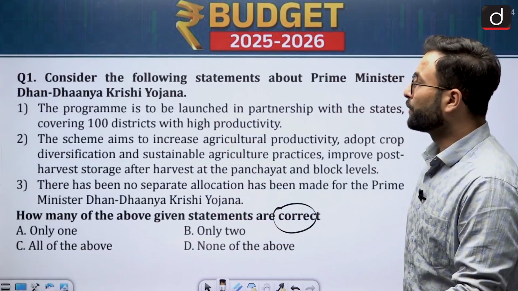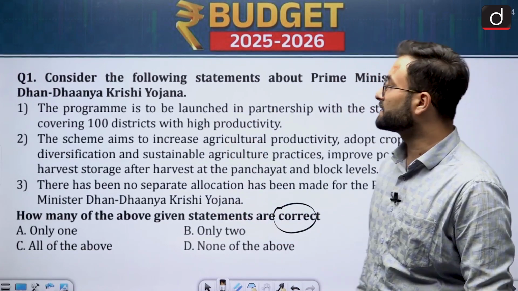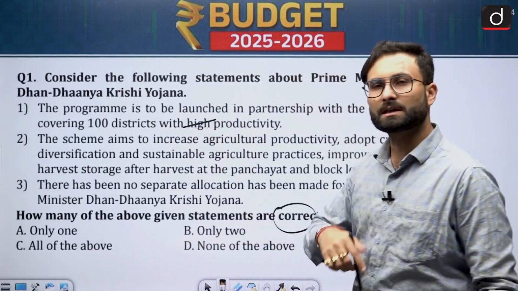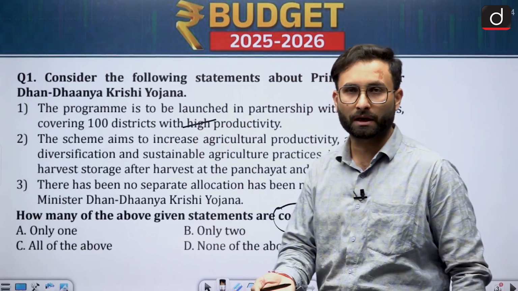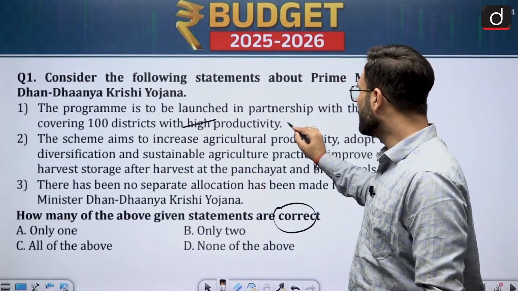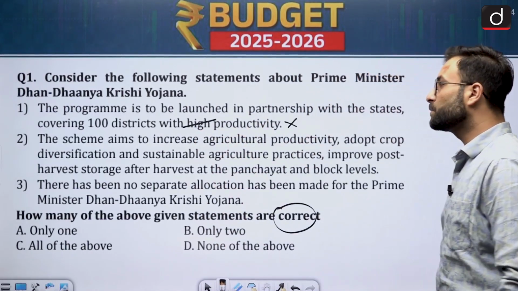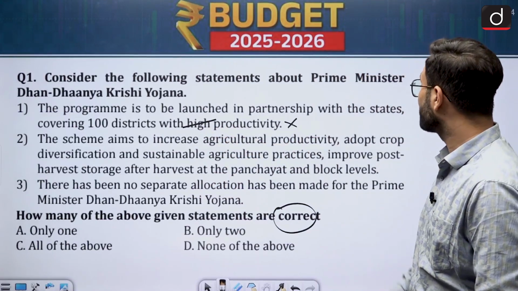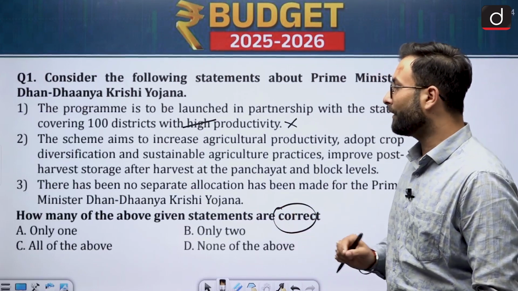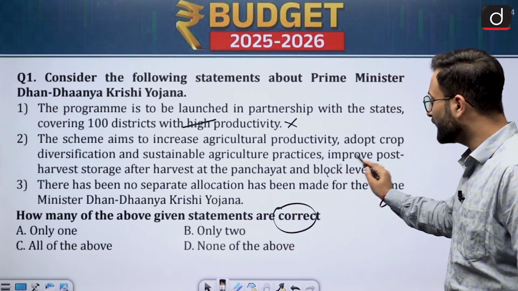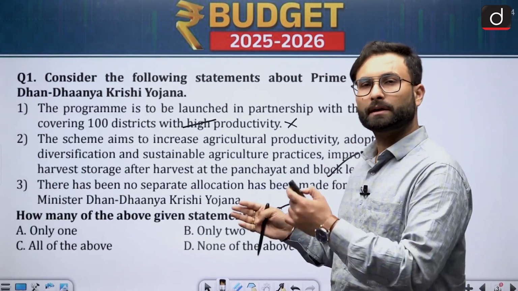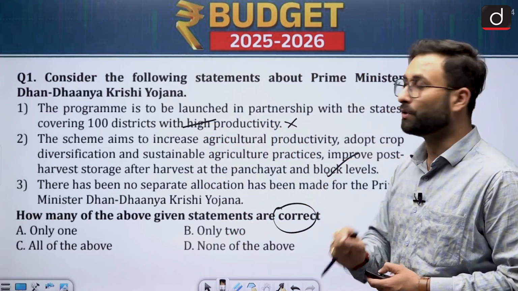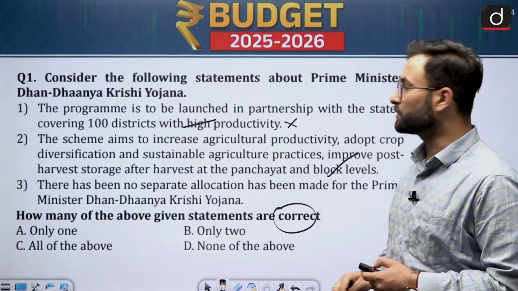So see, the first statement says the program is to be launched in partnership with the states covering 100 districts with high productivity. Now this is contradictory, because if districts are already having high productivity, then why would you have a specific scheme for that? So this is incorrect. Coming to the second one: the scheme aims to increase agricultural productivity, adopt crop diversification and sustainable agricultural practices, and improve post-harvest storage at the panchayat and block level. Now this is correct. We have already discussed it, so I will not go into details of the scheme, and I would suggest that you watch that particular video. Herein we'll be looking at the questions only.